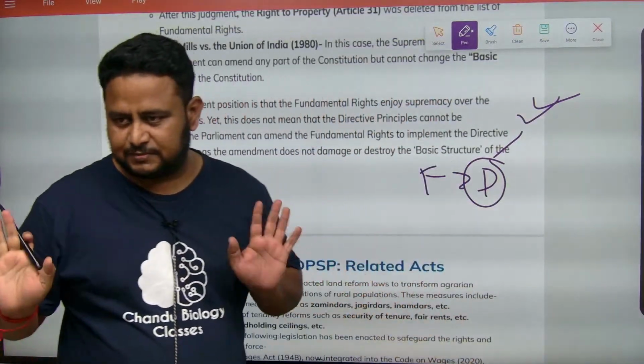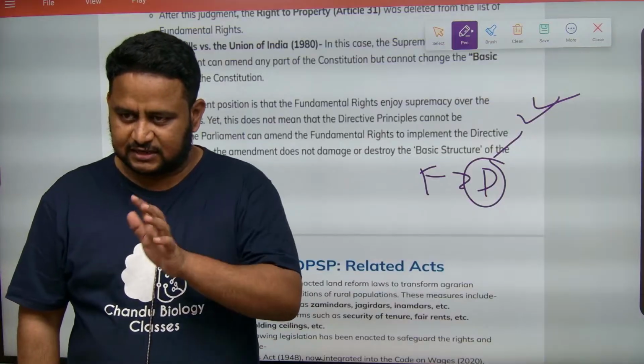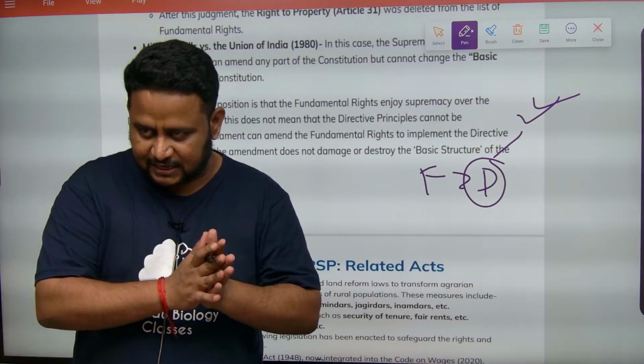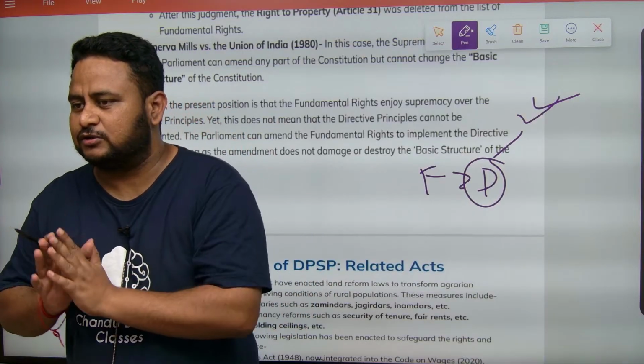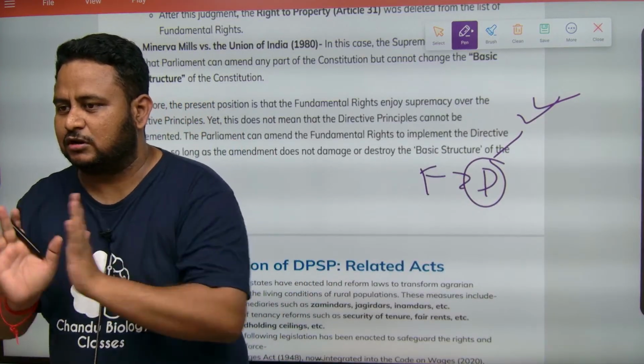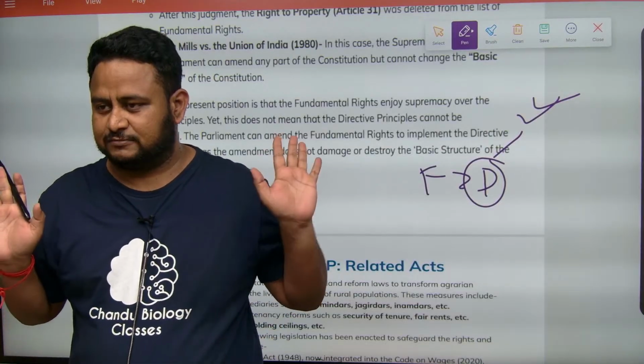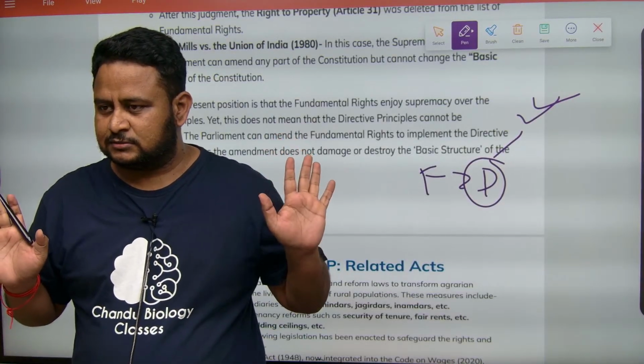That's all. You have to remember this. Fundamental rights are supreme when it comes to DPSPs. When you compare fundamental rights and DPSP, fundamental rights are supreme. But that does not mean you have to ignore DPSPs. You have to take care of them and implement the laws. That is the final thing you have to understand. Got it? That's it.